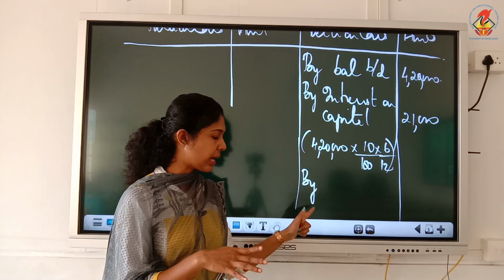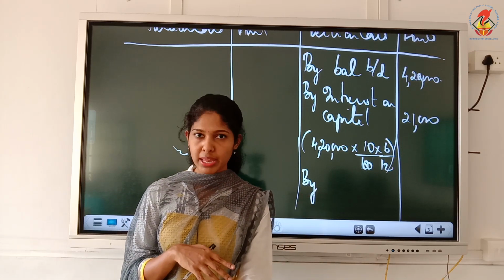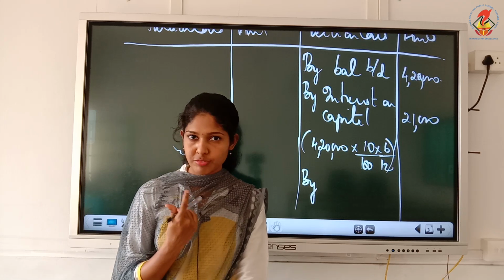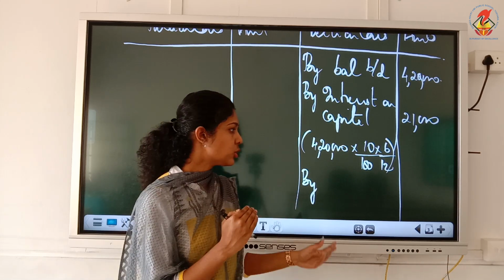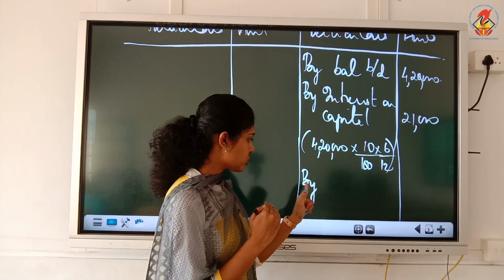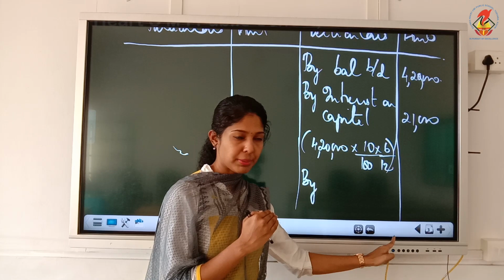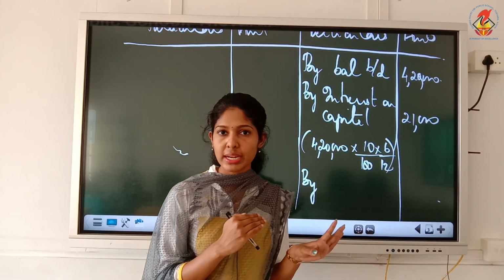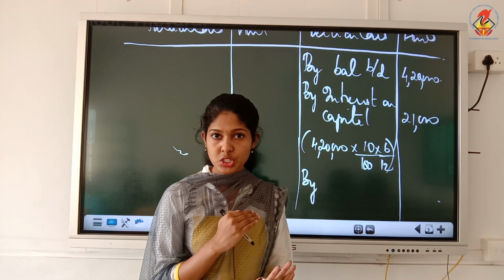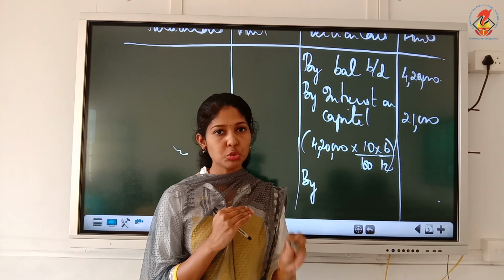So you can write by gaining partners account here. Gaining partners means Sharma and Goyal. See, if you don't have time, for exam, if you are in a hurry, no need to divide the 35,000. You can just write by Sharma and Goyal's capital account, 35,000 together. No need to divide it in the gaining ratio. Understood? Actually, you have to divide, but in case you don't get time, you do like that.